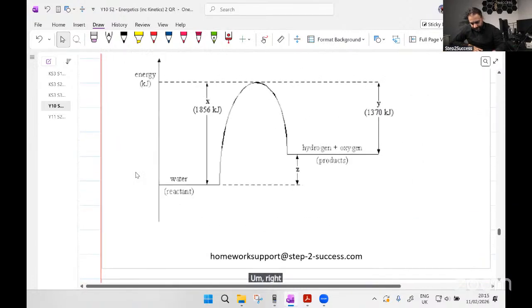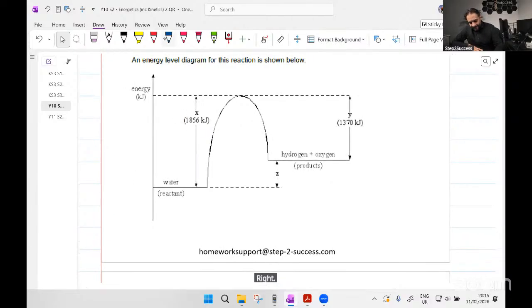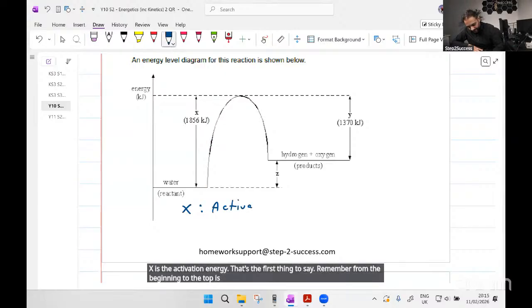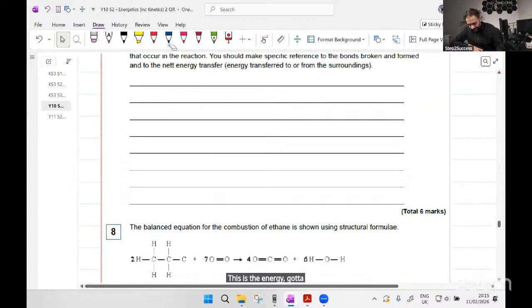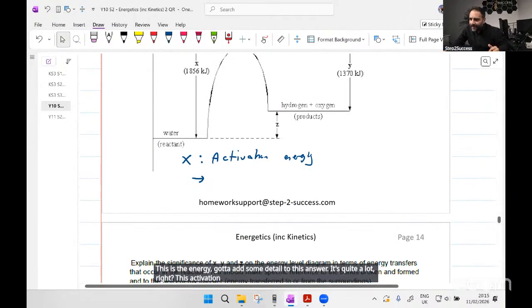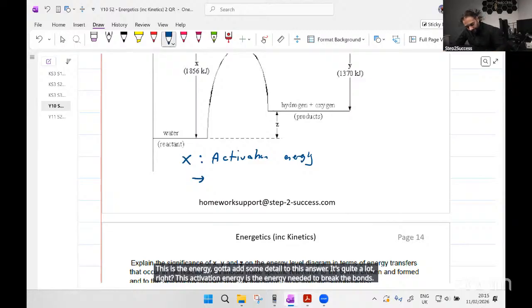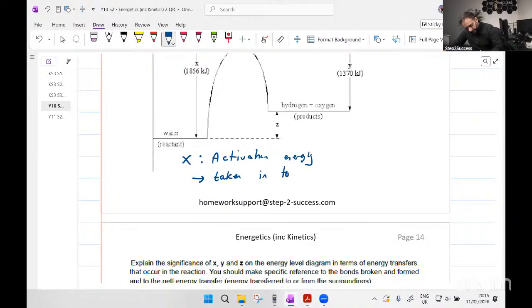Right. X is the activation energy? That's the first thing to say. Remember, from the beginning to the top is the activation energy. You've got to add some detail to this answer. This activation energy is the energy needed to break the bonds. You have to take in this energy to break the bonds on the left in the reactants.